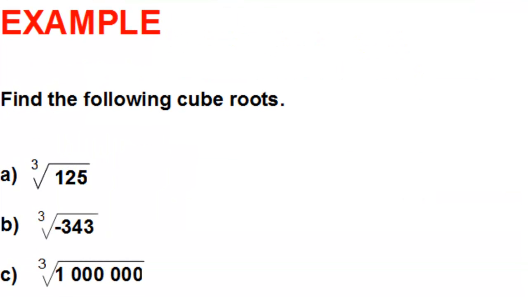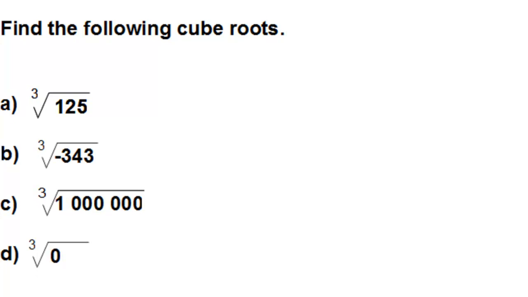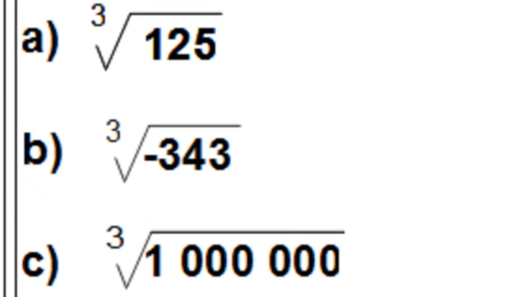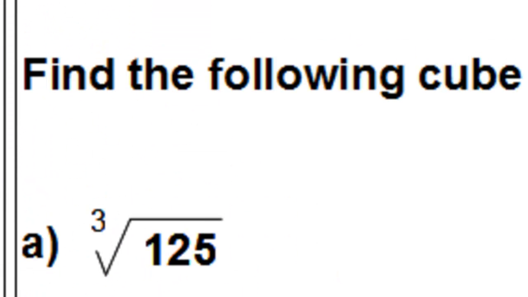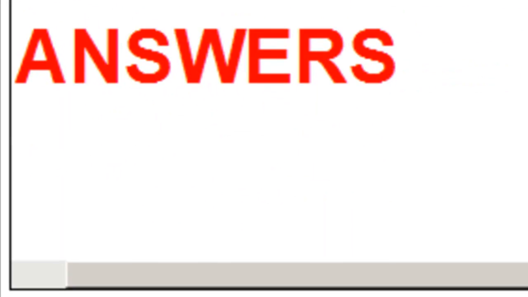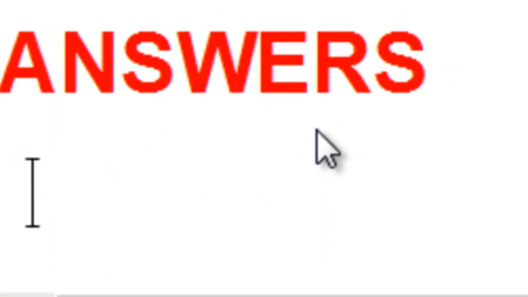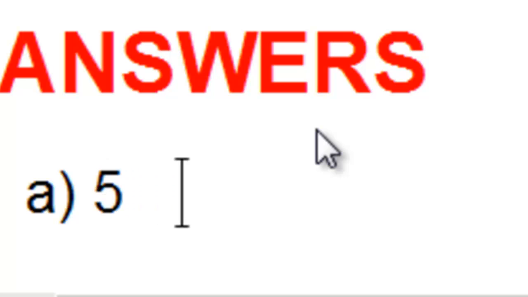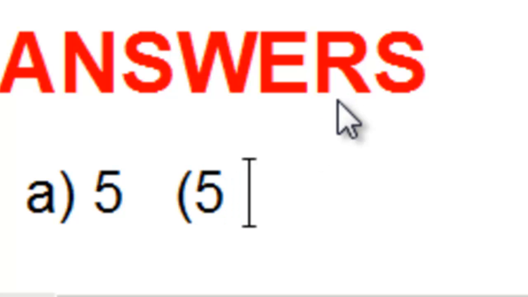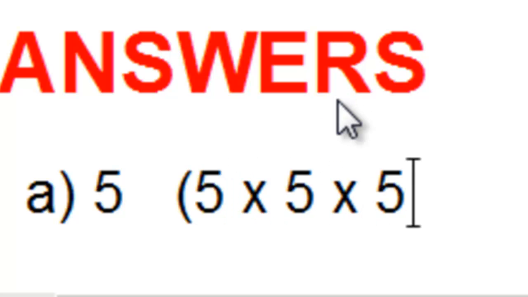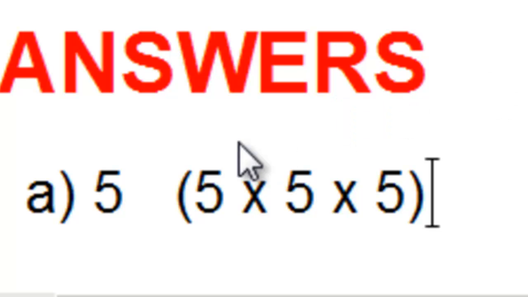So let's look at an example. Find the following cube roots. So let's start with the cube root of negative 125. Okay, what would that be? You want to ask yourself, what number do you multiply by itself 3 times in order to get 125? Well, the answer is 5. And that's because, and as I'll put in brackets here, 5 times 5 times 5, so we have 3 5s, is 125. So the answer is 5.